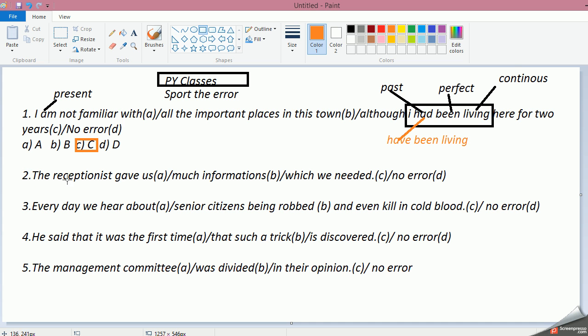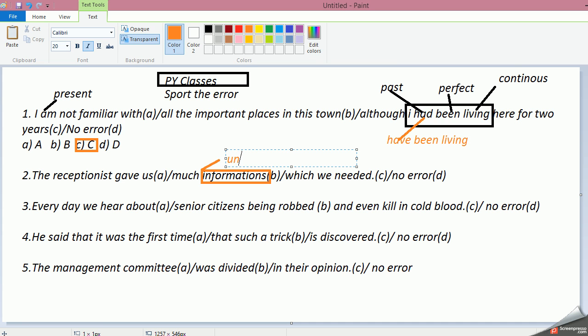The second question is: the receptionist gave us much informations which we needed. Here if you notice one word, the word informations. Basically information is a noun, and which kind of noun is it? While teaching you the parts of speech, I already discussed every concept in detail. Here I am just giving you the high level knowledge. Information is an uncountable noun.